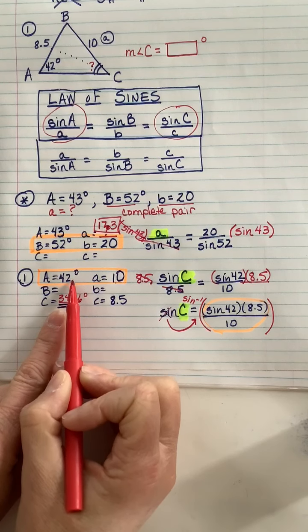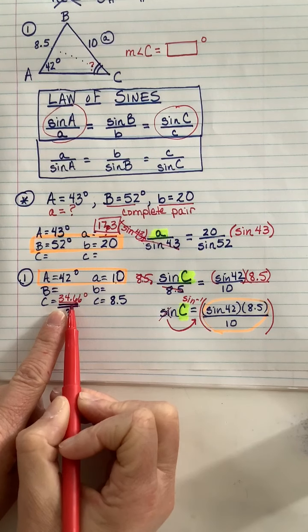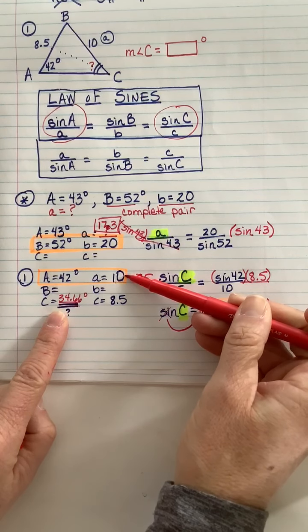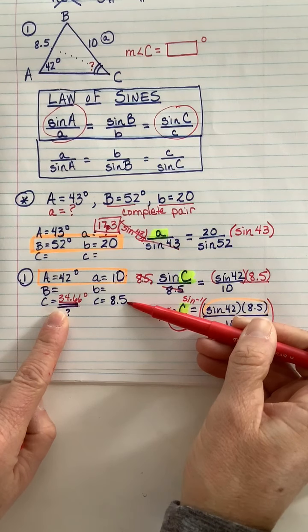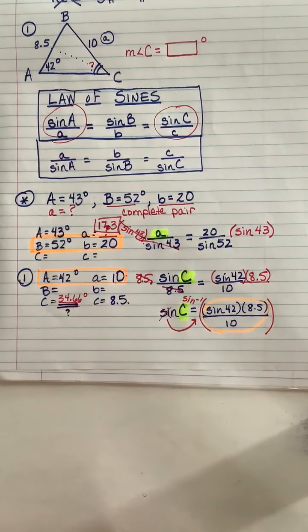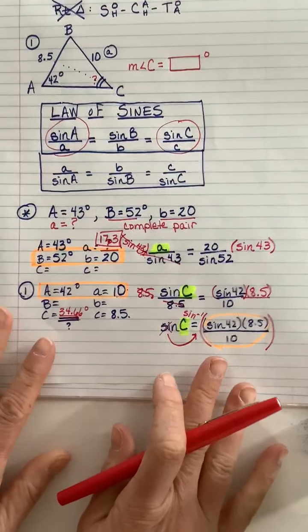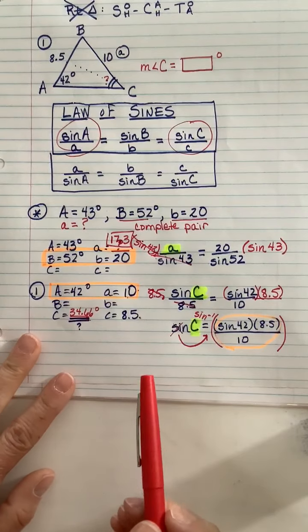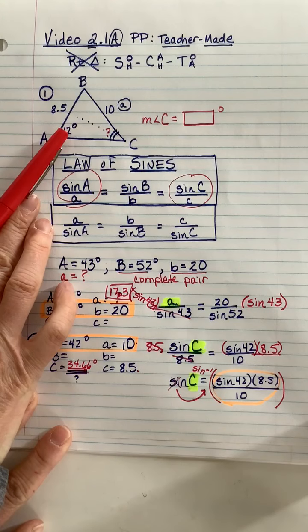Does that make sense? Well, 42 is bigger than 34, which means that little a needs to be bigger than little c, and in fact it is. Awesome.